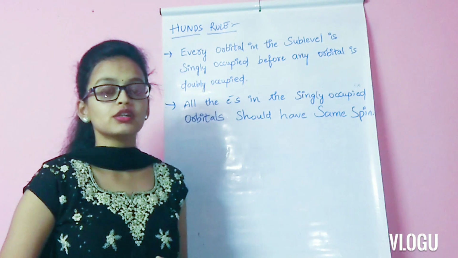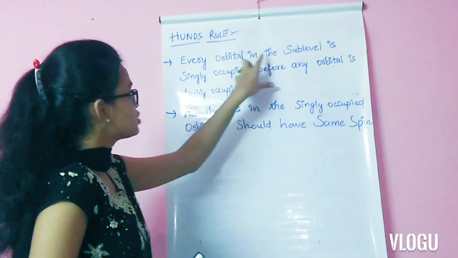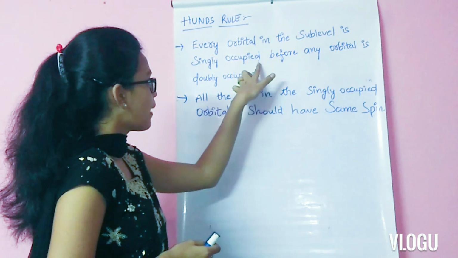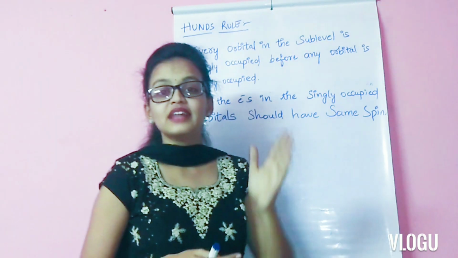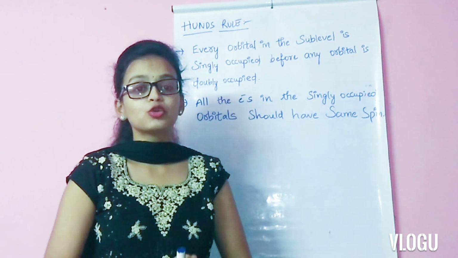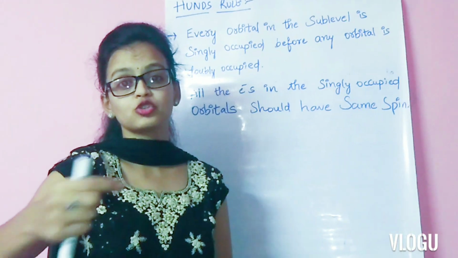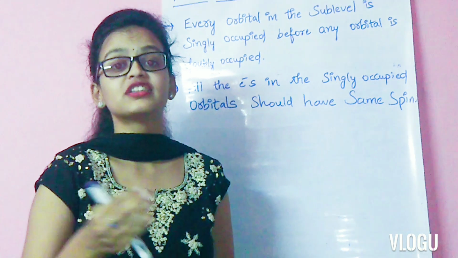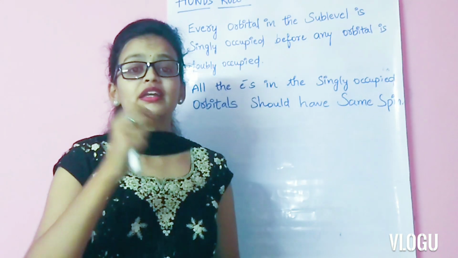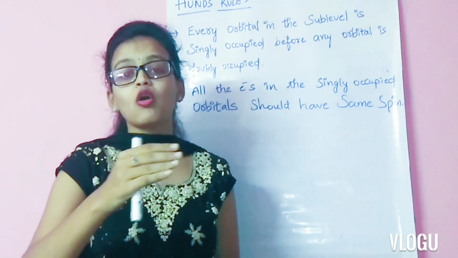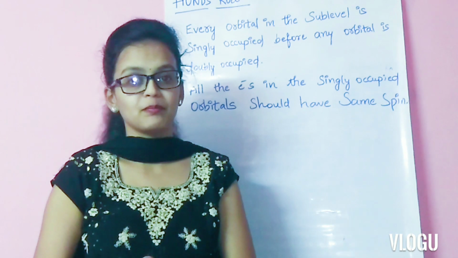There are two general rules in Hund's rule, and what are they? Every orbital in the sublevel is singly occupied before any orbital is doubly occupied. That means the electrons will enter the orbitals and fill up all the orbitals with one electron each before pairing up with another electron in an orbital. In a particular sublevel, all the orbitals are in the degenerate state. That means their energy is the same.